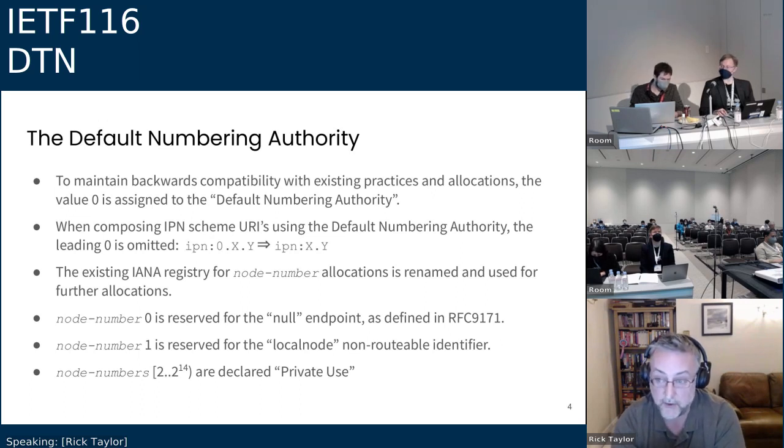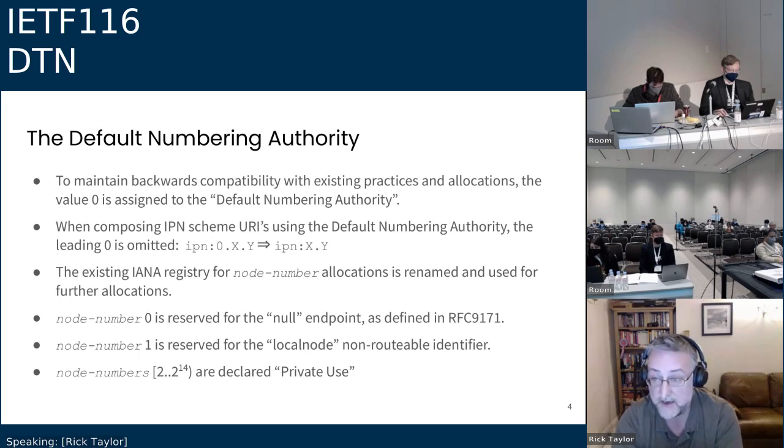When we say the default numbering authority, we mean the node number has been taken from the existing IANA registry. So we are forward porting the existing IANA registry that was used for CBHE, bundle protocol version 6 encoding, and so it's inherited through and brought forwards and updated and renamed to make sure it is absolutely explicit that this is the set of allocations that have been handed out under the auspices of IANA for numbers allocated by the numbering authority 0, also known as the default numbering authority. In reality, what that means is we have reserved some well-known node numbers, and we have maintained the existing allocations that exist in that registry at the moment.